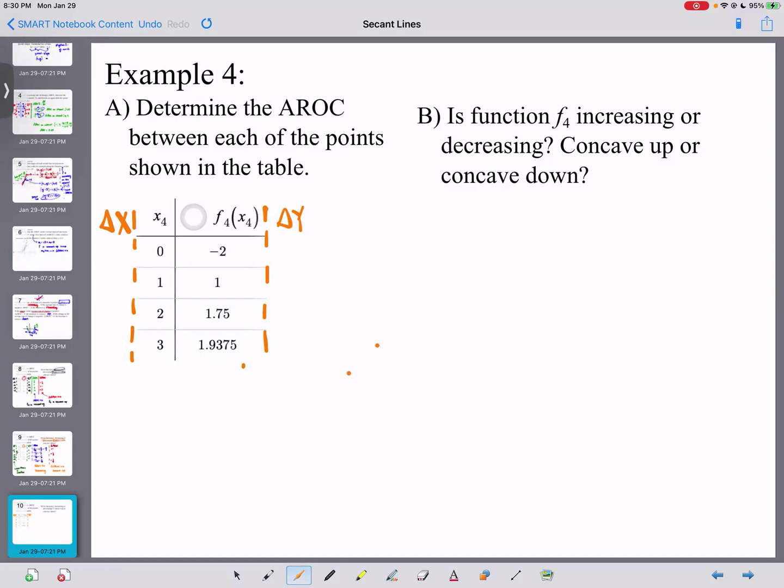Now this one, the change of x's I'm seeing are increasing by 1 each time. So that's nice and easy for us. On the right side, increasing from -2 to 1, I increase by 3. Then I increase by 0.75. And then I increase by, oh no, testing the math here, 0.1875.